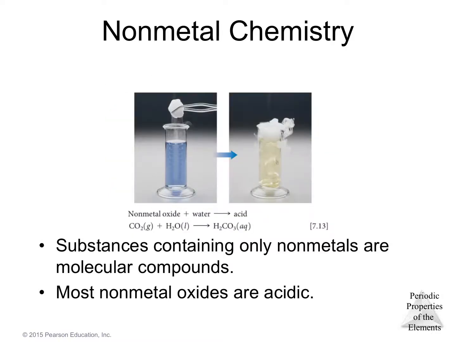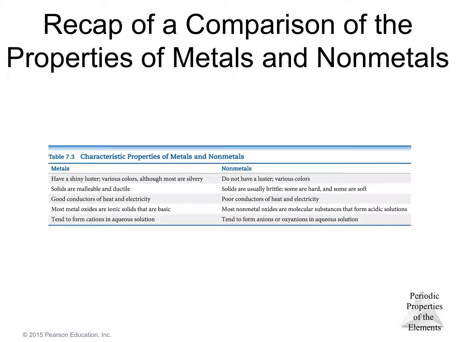When a nonmetal reacts with oxygen, like carbon dioxide, if you dissolve that in water, it tends to form an acid. So carbon dioxide plus water is going to form carbonic acid. That's an acid because it can give away hydrogens in solution. Table 7.3 in your textbook does a good job of outlining the properties of metals and nonmetals.